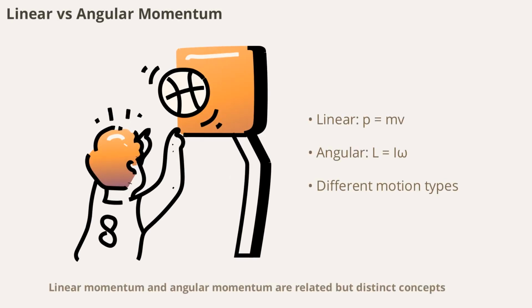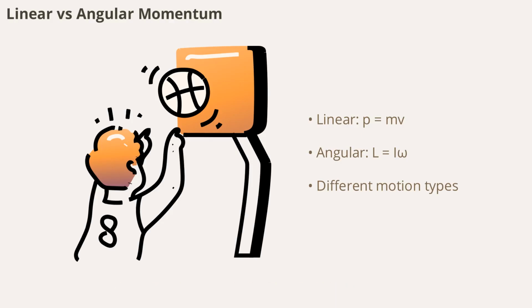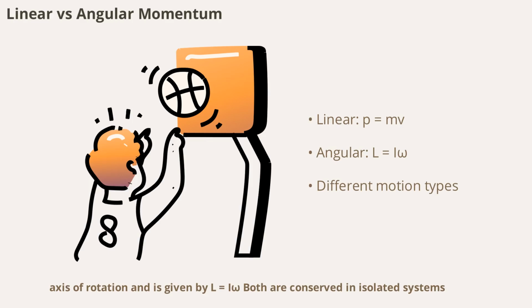Linear momentum and angular momentum are related but distinct concepts. Linear momentum refers to the motion of an object moving in a straight line, while angular momentum deals with rotation around an axis. Linear momentum is given by p equals mv, where m is mass and v is velocity. Angular momentum, on the other hand, depends on how mass is distributed relative to the axis of rotation and is given by L equals I omega. Both are conserved in isolated systems, but they describe different types of motion.